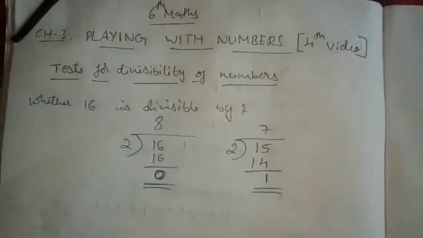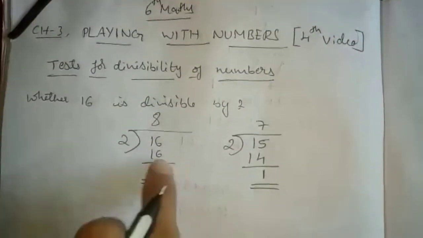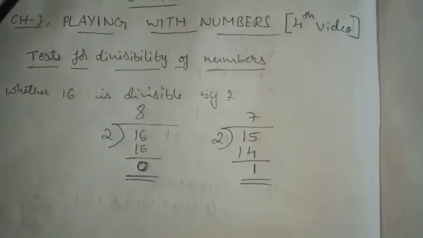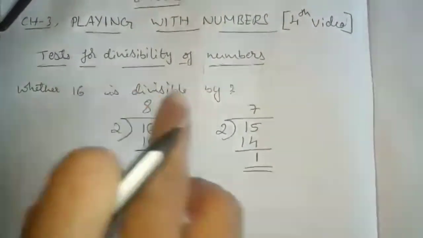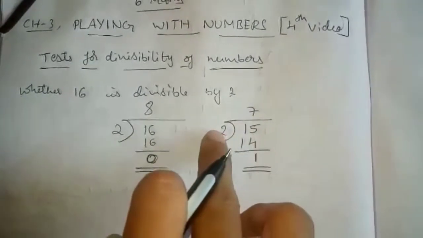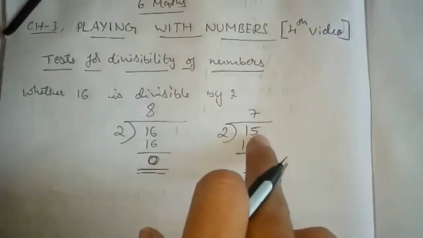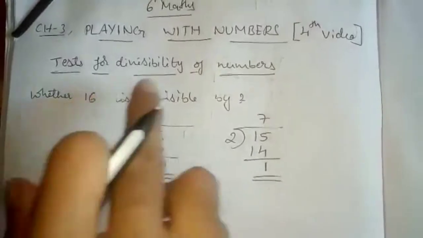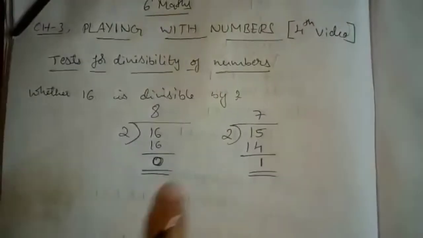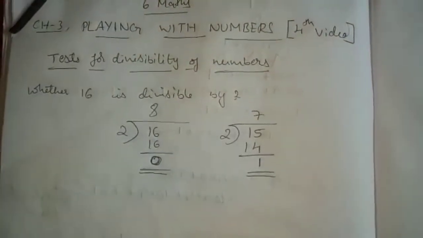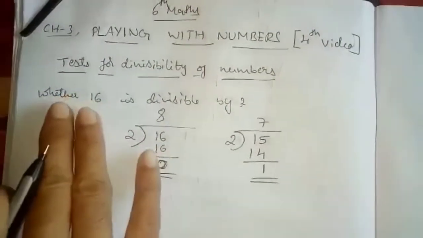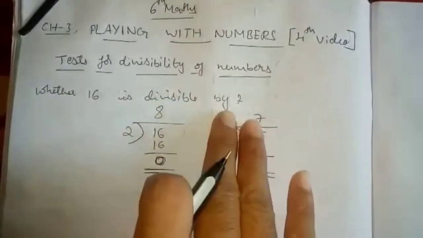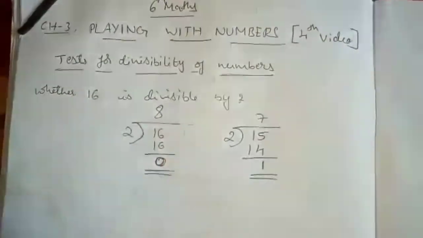So if you get 0 as the remainder, we say 2 perfectly divides 16, and 2 does not divide 15. We also say 16 is divisible by 2 and 15 is not divisible by 2. So this is for smaller numbers. If they ask whether 16 is divisible by 2, we can do the division. This is for smaller numbers.